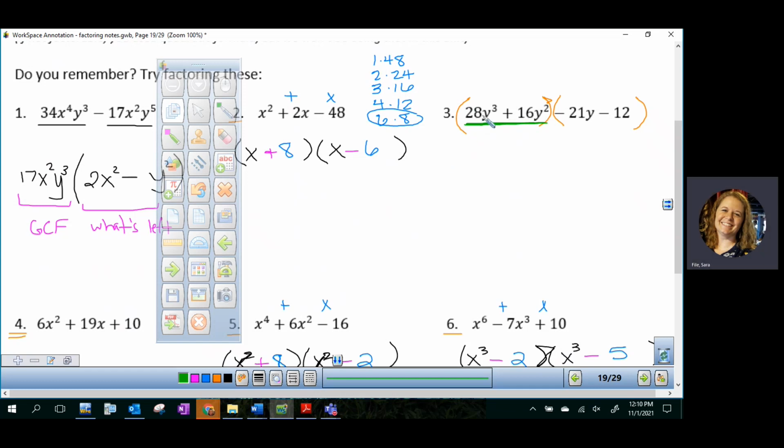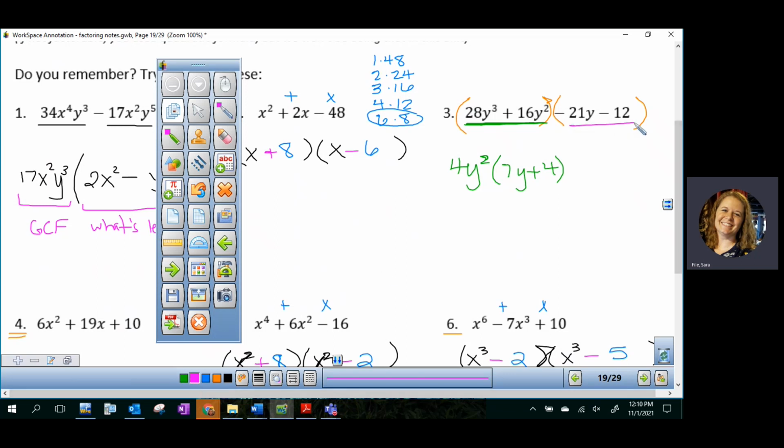Okay, 4 would be the number, and what about the variable? Y squared. Okay, and what would be left if I divided this by 4y squared? What would be left here for this term? 7y, and then I have a plus, and then that would be 4. Good. Now you look at the next group.